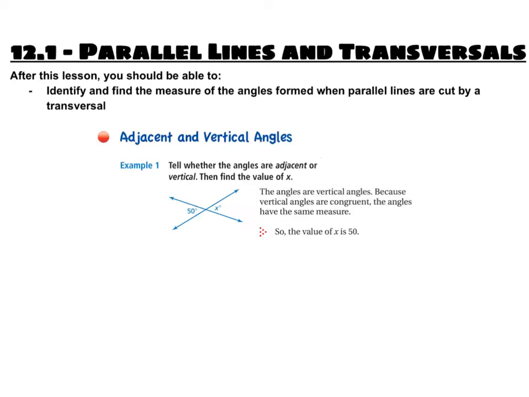So I'm going to remind you of some things we did earlier this year. First, adjacent and vertical angles. Remember, adjacent angles are next to, and vertical angles are across from, like in the picture. So remember, vertical angles are congruent. So in this picture, remember x is 50, because these two angles are the same size and the other angles were the same size as each other.